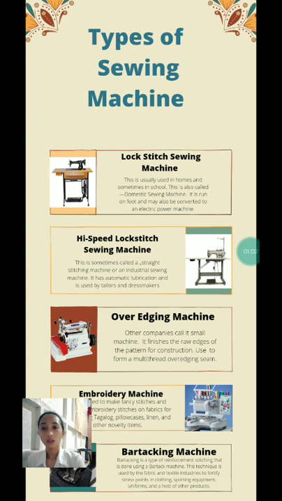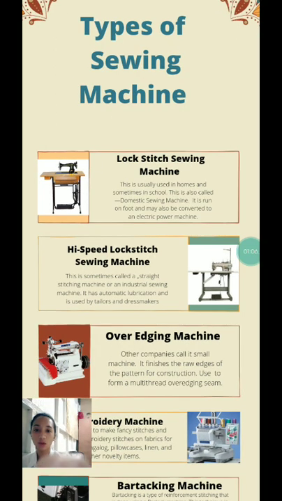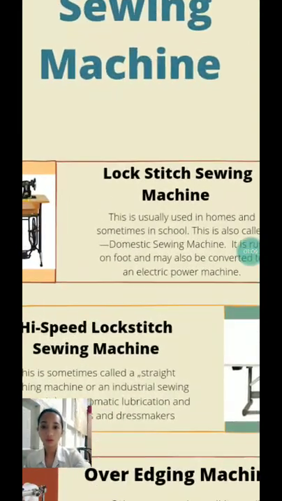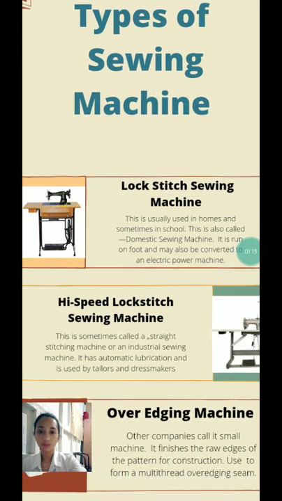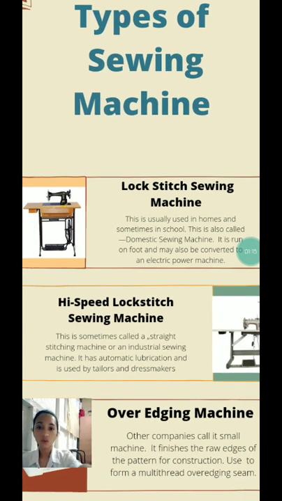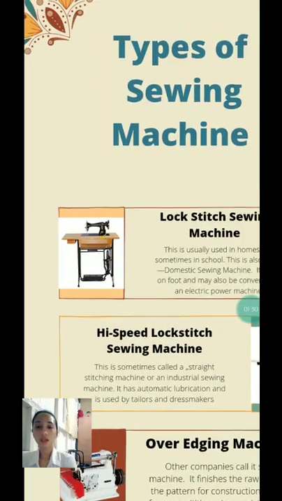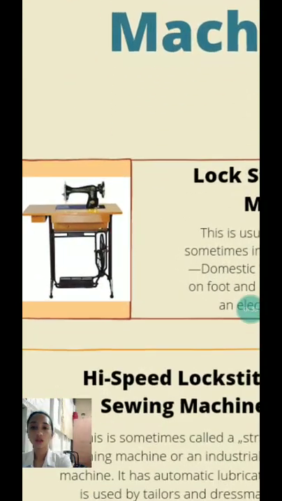So, here are the types of sewing machine. I zoom in. Start with the lock stitch sewing machine. This is usually used in homes and sometimes in school. This is called a domestic sewing machine. It is run on foot and may also be converted to an electrical power machine. Second, this is the lock stitch sewing machine picture.